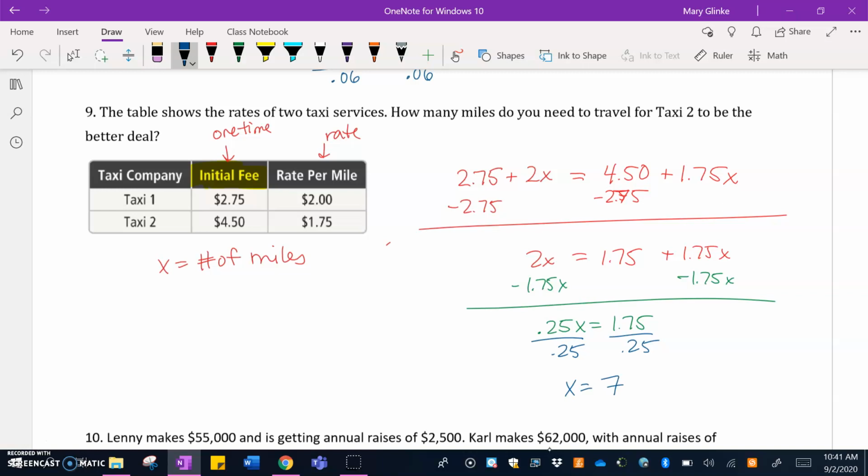So looking at this, right now taxi number 2 starts off higher than taxi number 1. They are going to be equal when you're driving 7 miles. So in order for taxi 2 to be the better deal, it's going to be anytime after 7 miles.